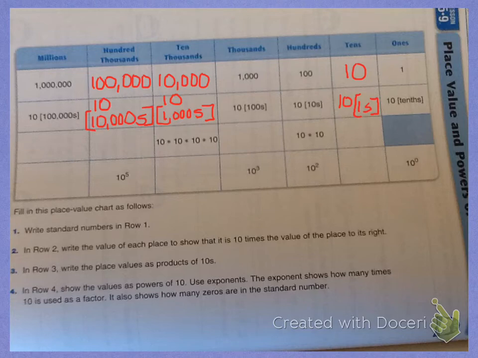So we're going to go back to the first one in the millions. And how many tens would we multiply to get 1 million? We would multiply 10 6 times. 10 times 10 times 10 times 10 times 10 times 10. Okay, what about 100,000? We would multiply 10 times 10 5 times.